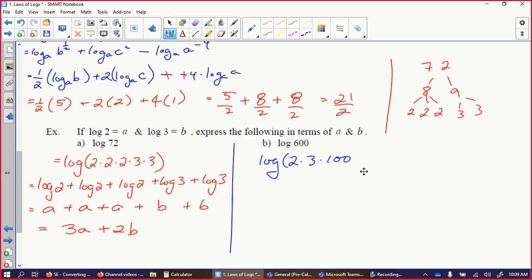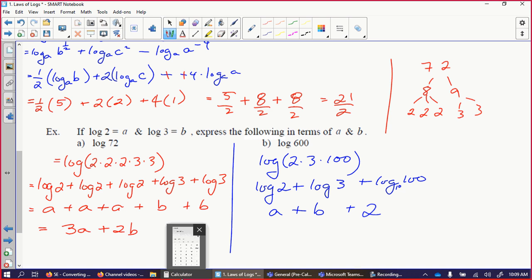2 times 3 times 100. I can manipulate that. Well, log of 2 plus log of 3. Well, log of 2 is A. Log of 3 is B. Log of 100. Uh-oh. If I put the base 10 in there, 10 to what power is 100? 2. And there's nothing else we can do there.